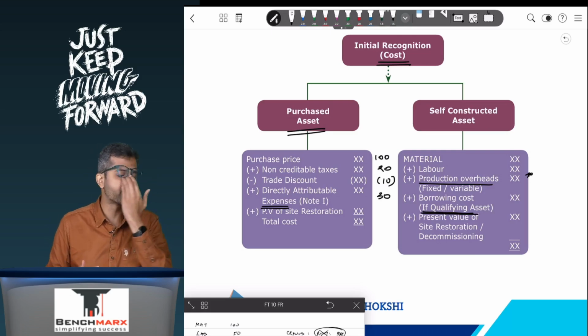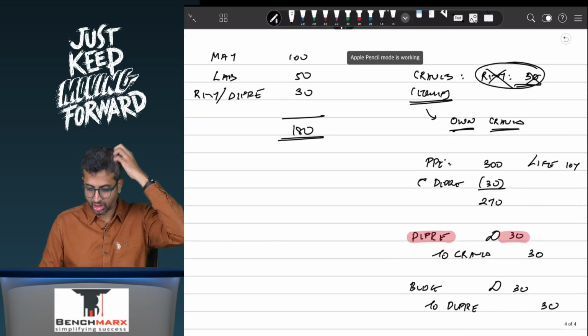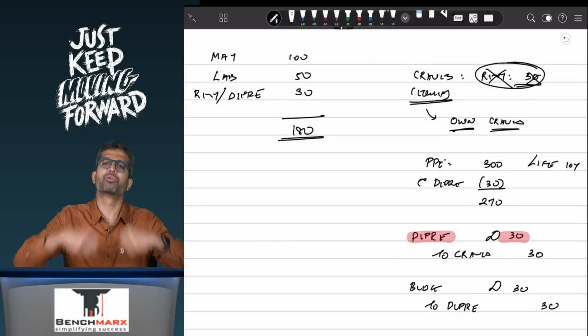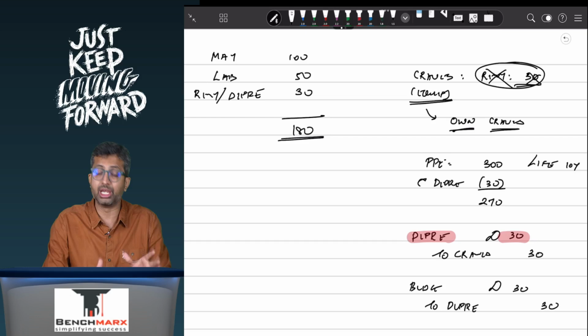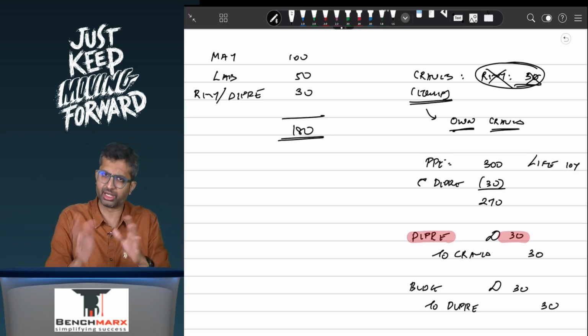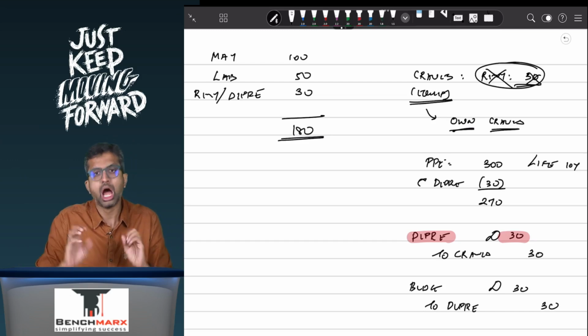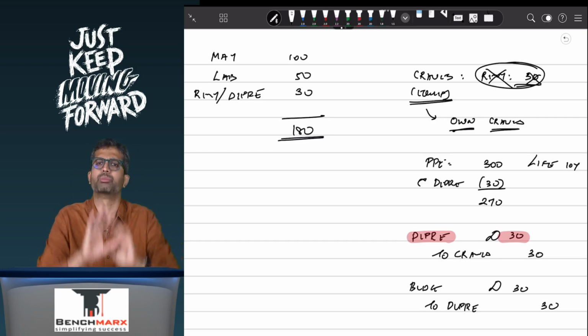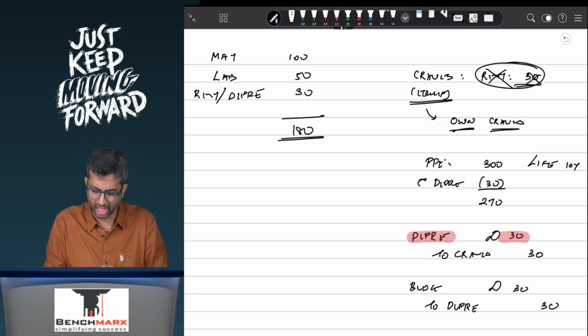Yes, there will be a proportionate capitalization for the cranes used for the asset. I am assuming for the entire year the crane was used for this building only. It is possible that half of the year it was used for this building, half of the year it was used somewhere else, in which case I will do proportionate. However, in this case, we are assuming the entire crane for the entire year was used for the purpose of one single building construction only. Are we clear with this?